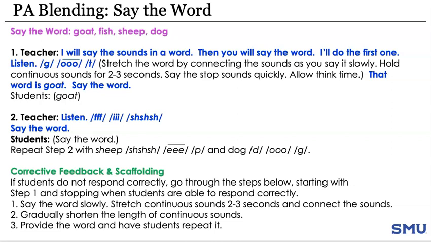Now, if they're not able to put that together, like they say ish, or they say something else, or they just repeat one of the sounds, you want to always provide corrective feedback and scaffolding. So you would say, listen, fffiiish. Notice how I stretched and connected those. And maybe then they'll hear the word and they'll be able to say fish. But if they're not able to say fish, then you would just go even faster. Fish, fish, fish. What's the word? Fish. So you always want to model and then have them copy you as much as possible.